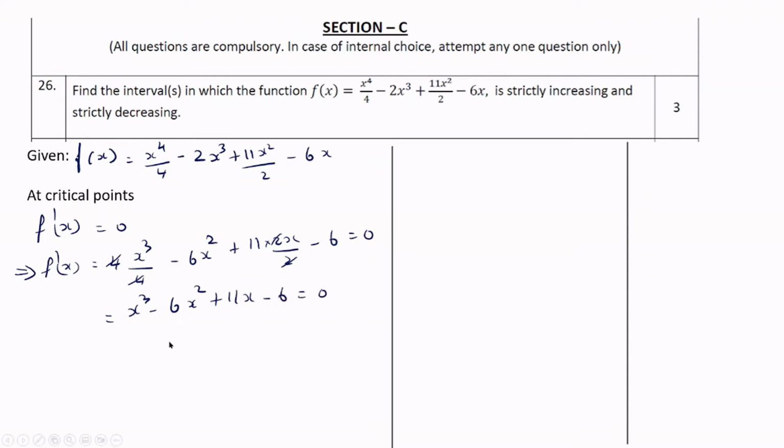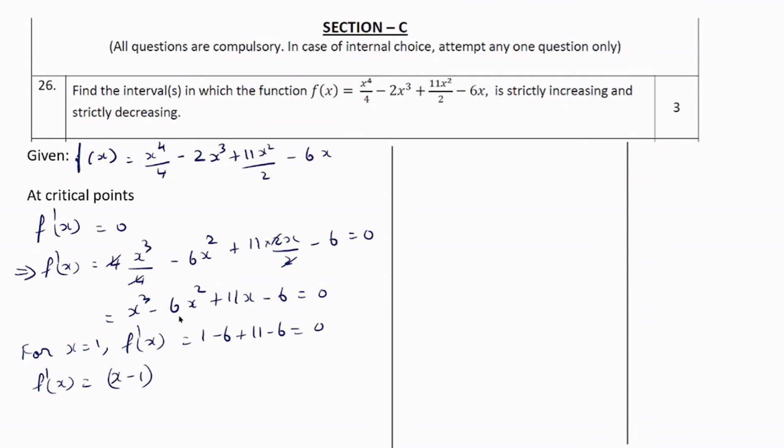Now if we substitute x as 1, by seeing here itself it is clear that 1 minus 6 plus 11 minus 6 is 0. So for x equal to 1, f dash of 1 is 1 minus 6 plus 11 minus 6 equal to 0. So the meaning is that x minus 1 is a factor. So f dash of x is equal to x minus 1 into, we have to divide this by x minus 1 to find the other factor.